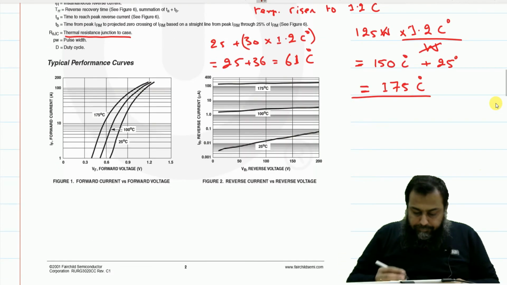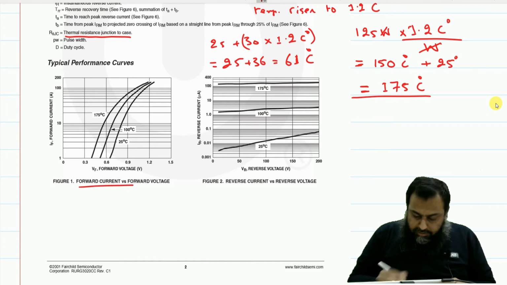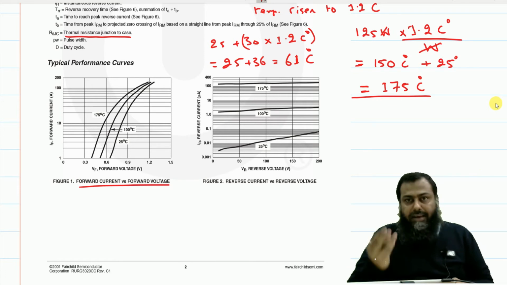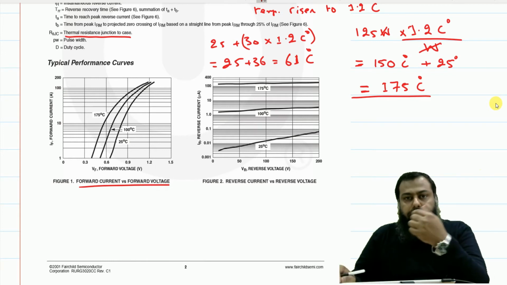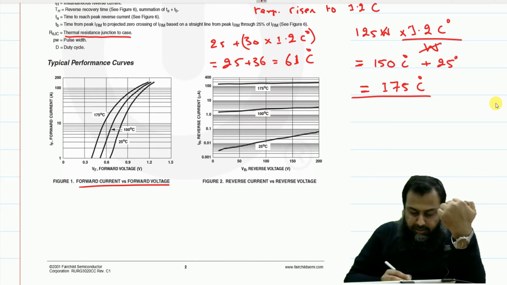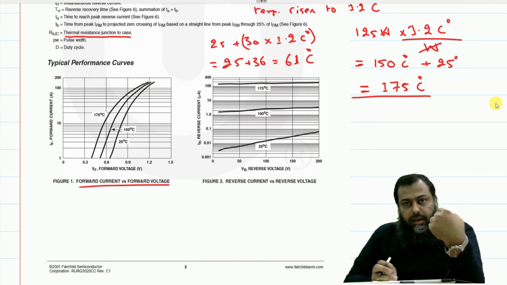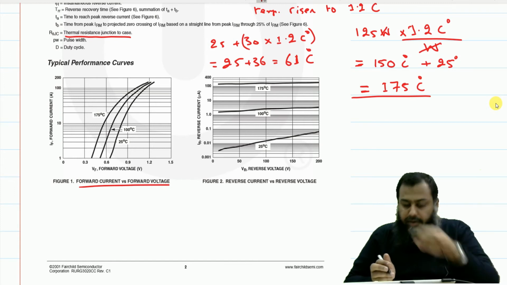Coming forward, you can see here that some typical performance curves are given. The first one is the forward current versus the forward voltage. If you notice here, there are three different curves that correspond to three different values of the operating temperature. The first one is 25 degrees centigrade, which is the standard testing condition. Then they have tested it at 100 degrees centigrade, and the last one is the maximum allowable temperature condition, that is equal to 175 degrees centigrade, right?